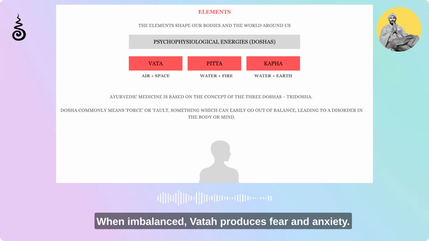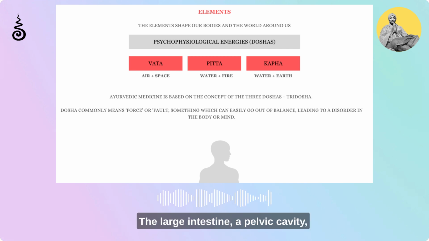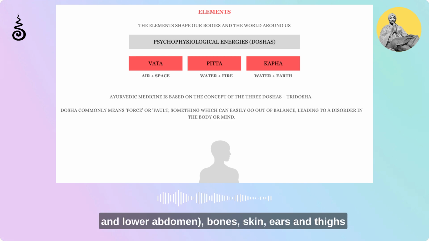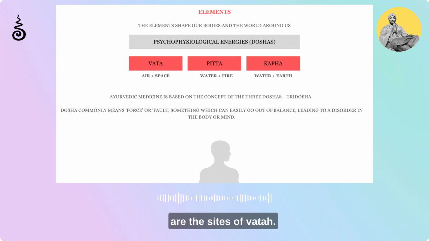When imbalanced, Vata produces fear and anxiety. The large intestine, pelvic cavity, which is the area between your upper legs and lower abdomen, bones, skin, ears, and thighs are the sites of Vata. If the body develops an excess of Vata, it accumulates in these areas.